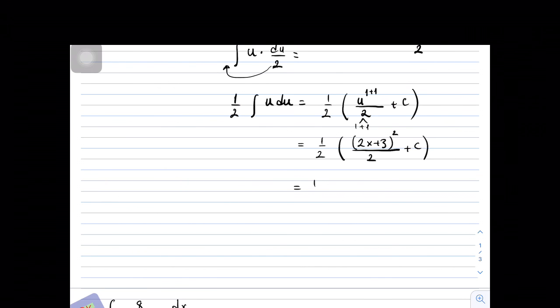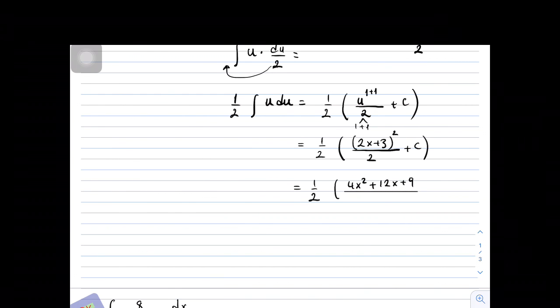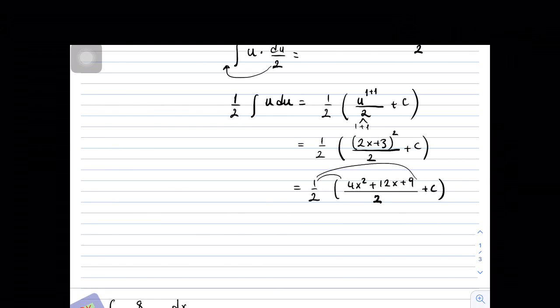Okay, let's continue. 1 over 2. So here is 2x plus 3 squared. Use the binomial formula. First term squared is 4x squared plus 2 times first term times second term, which is 12x. And then plus 9 divided by 2 plus c. Now use the distribution property. When you multiply 1 over 2 times this, isn't it equal to the numerator part 1 times this is the same, 12x plus 9, and the numerator part 2 times 2 is 4, right?